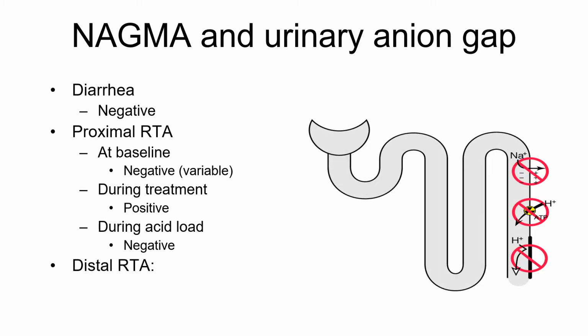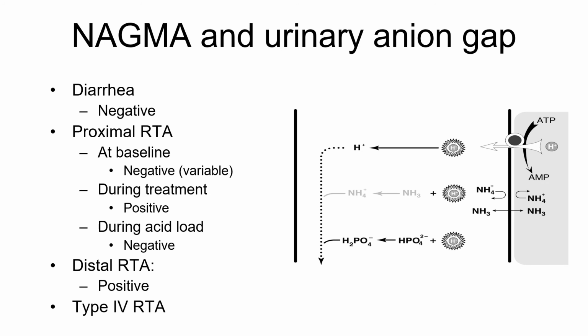In a distal RTA, there is a problem at the level of the hydrogen ATPase or generation of ammonia, and the urine anion gap would be positive. But in a patient with type 4 RTA, when the amount of hydrogen ion concentration is really high, the urine pH would be low, and the urine anion gap would stay positive because the ammonium generation is really low, even though the urine pH is low.